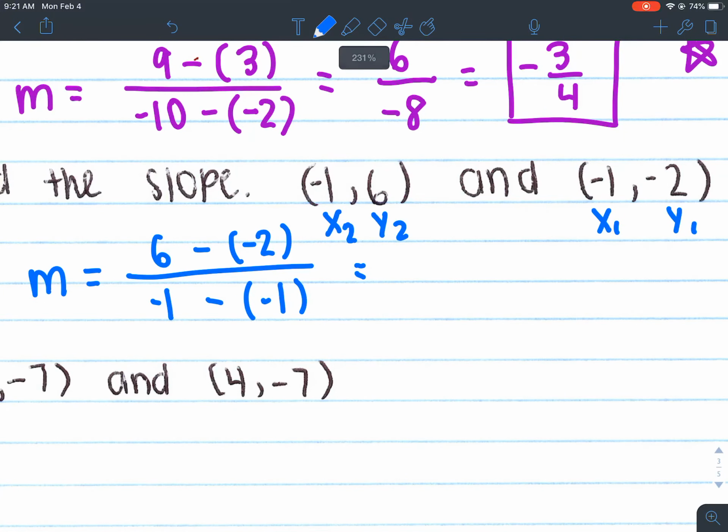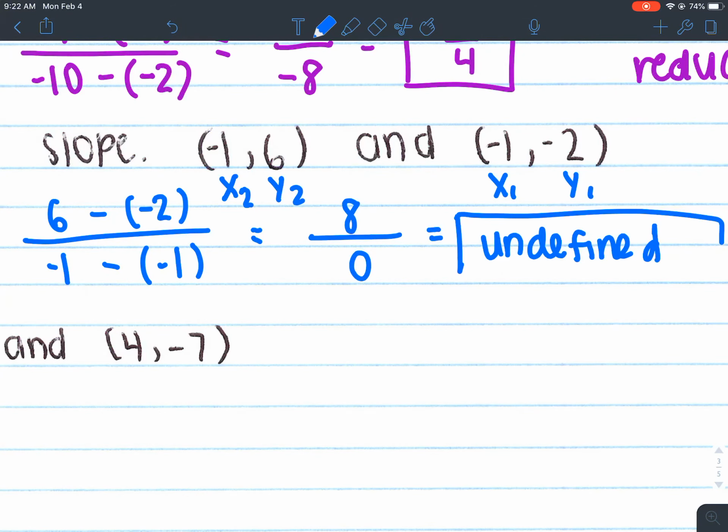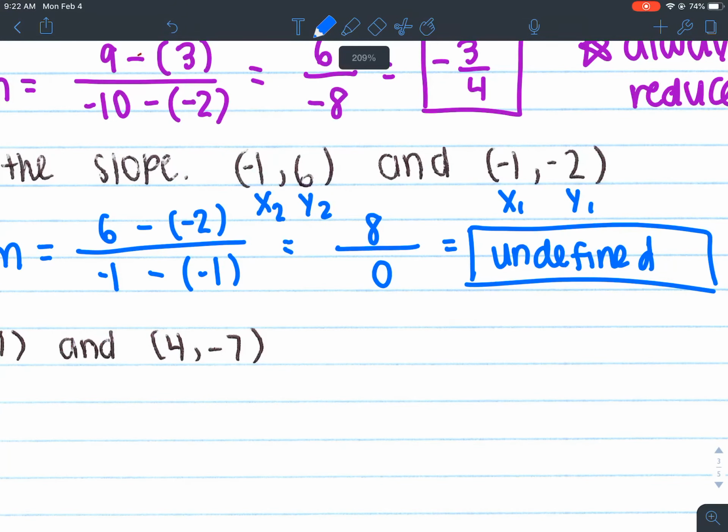All right, so let's simplify this. We have 6 minus negative 2, which gives 6 plus 2, which is 8. And then negative 1 minus negative 1 is going to be negative 1 plus 1, which is 0. Can I do 8 divided by 0? No, it's going to give me an error. So what does that mean my slope is? My slope is undefined. Again, you don't want to say that there isn't a slope. There is a slope, it's just undefined.